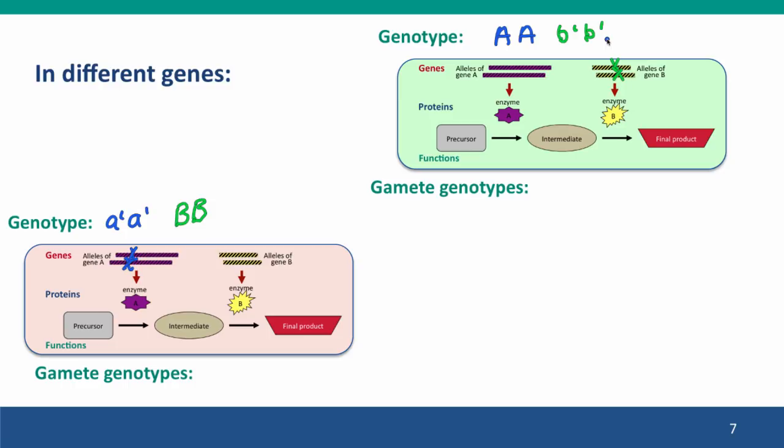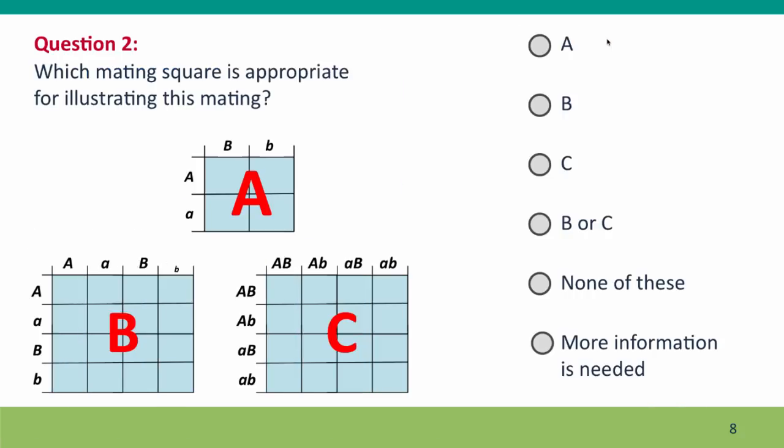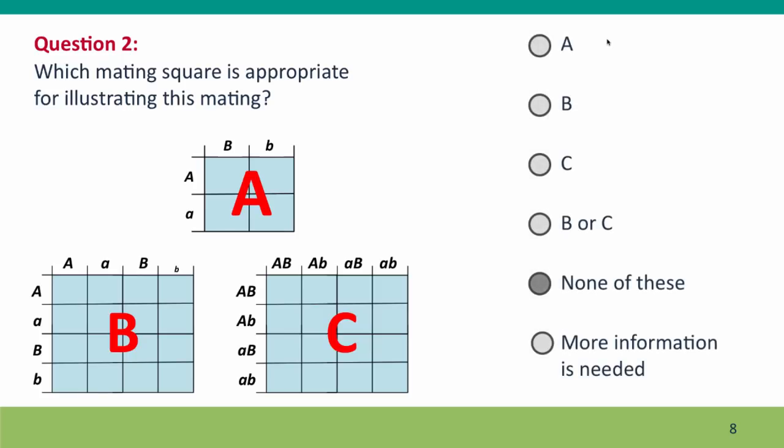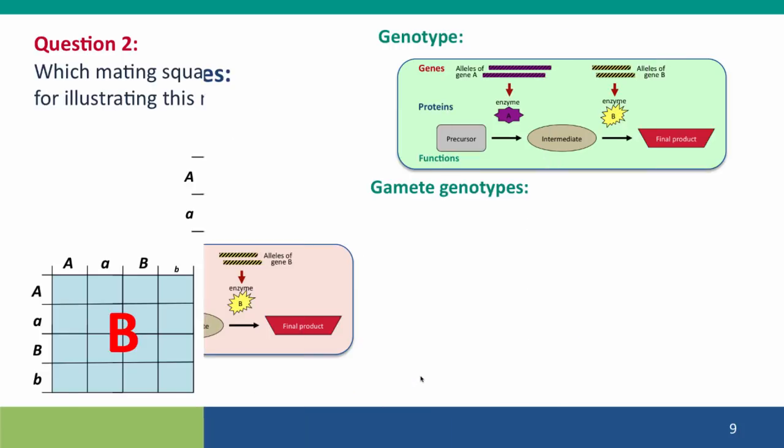So before I draw the gamete genotypes, I want to ask you one more question. Which mating square is appropriate for illustrating this mating? And the answer is, none of these mating squares are appropriate for illustrating this mating. They're all much too complicated.